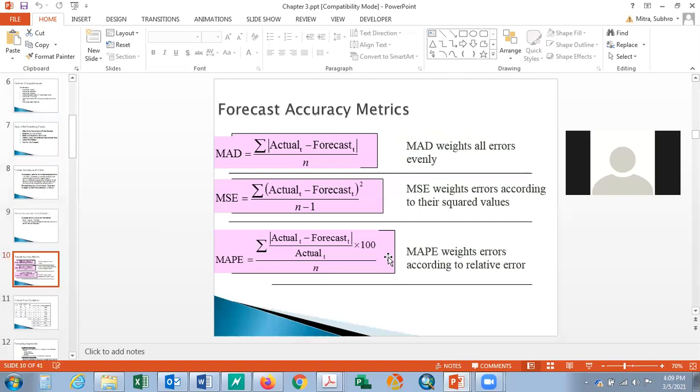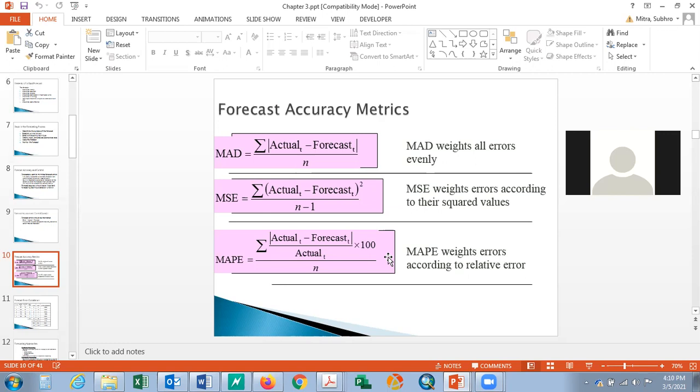Now, as I said, forecasting is always wrong. So these are some of the measures of forecasting. One is called MAD, mean absolute deviation. Then you have the mean square error and the mean absolute percentage error. Okay, and you have the models over there. Now the question can come, why do you take the absolute value?